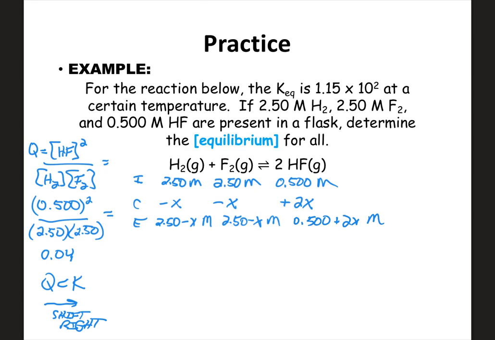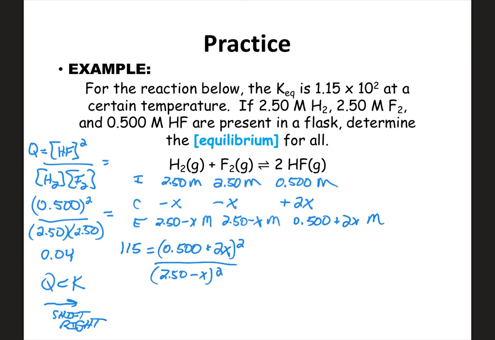All right, so I already wrote my Keq expression in terms of Q, so I don't need to rewrite it. I just need to plug in what I know here. They told me Keq was 115, and that's going to be equal to 0.500 plus 2x, squared according to the Keq expression, all over 2.50 minus x, squared because each of the reactants is 2.50 minus x for their concentration at equilibrium. So again, you get a perfect square here.